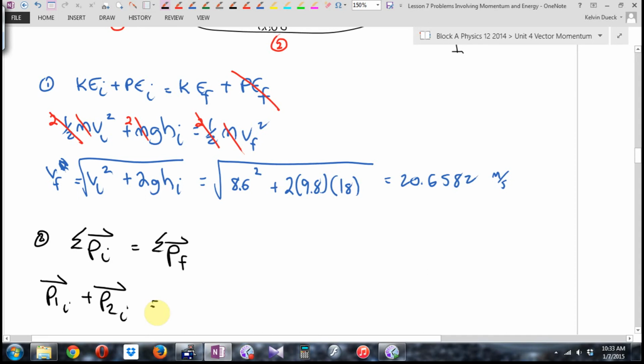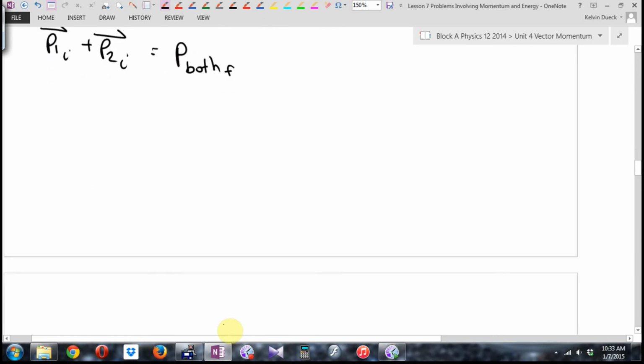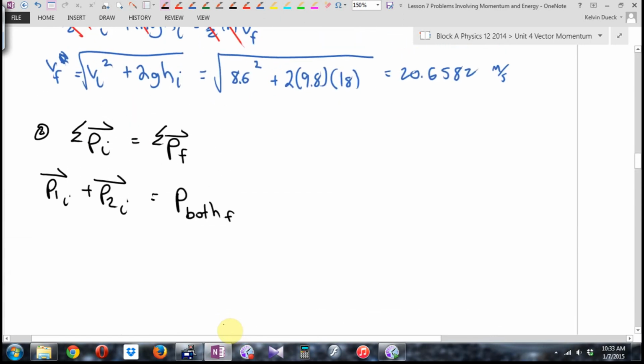Knock, knock. Wham! They collide. After the collision, stuck together. Momentum both final. Got to make sure, am I going to have enough room? I might have to do the rest over. Okay, we'll figure it out.